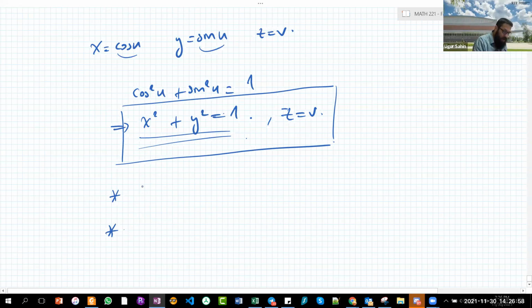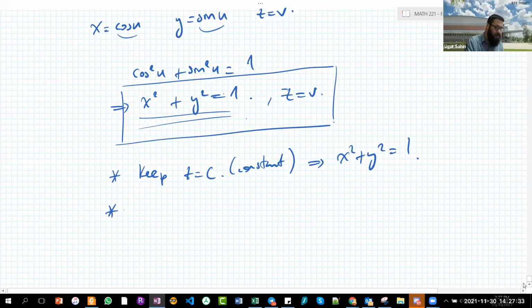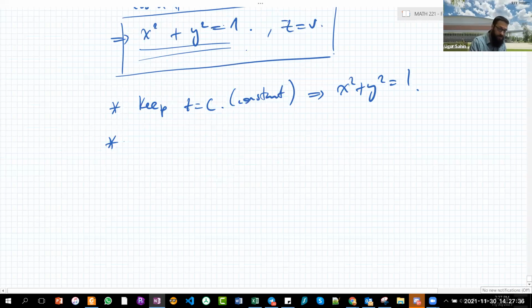If you don't know anything about the surface, I would do this, guys. Keep z constant. Just assign a value to z, like 1, 2, 3, 4, million, billion, it doesn't matter. If I assign a constant to z, for any constant z value, I would always get x squared plus y squared equals 1. What is that? A circle, right? So for any level of z, you have a circle. The same circle? Yes, the same circle, since the radius is always 1.